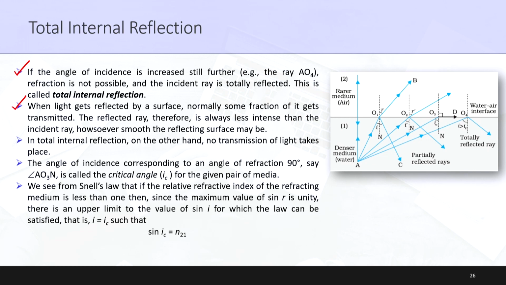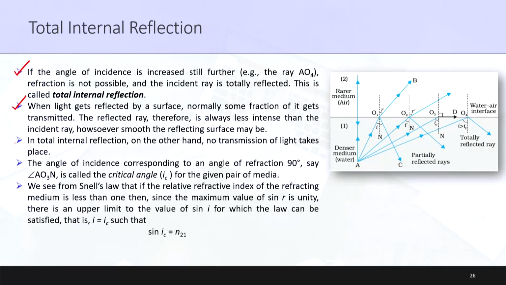Now, what happens in total internal reflection? In total internal reflection, on the other hand, no transmission of light takes place, quite evident, because there is no refraction taking place. That means for this process the intensity remains intact or very near to intact. So, this thing has been explained.